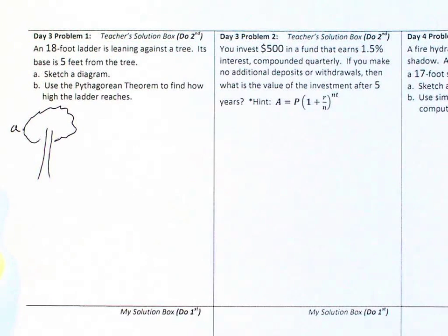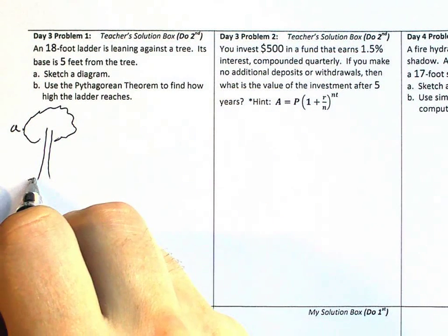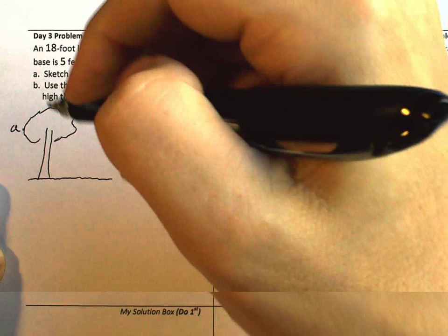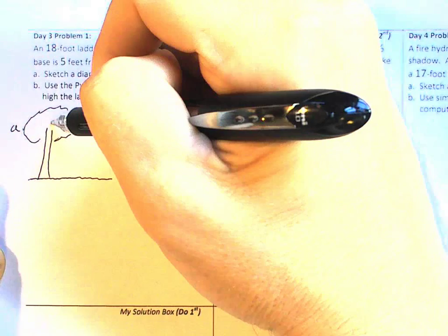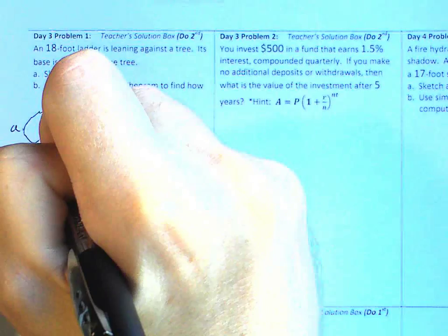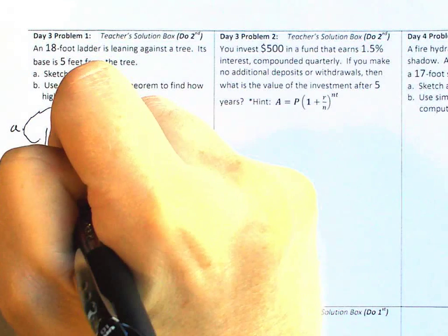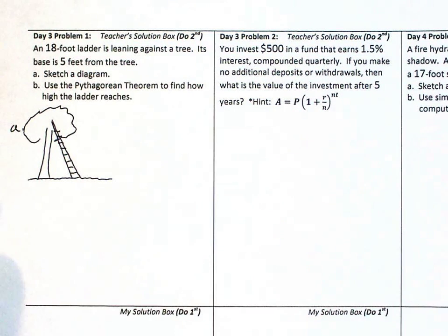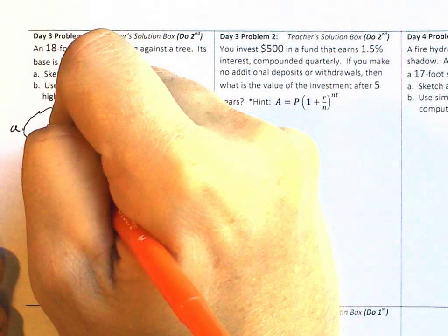And some leaves up there. And maybe just a horizontal line for the ground. And then there's a ladder leaning against a tree. So something diagonal like this can be our ladder. Like that.